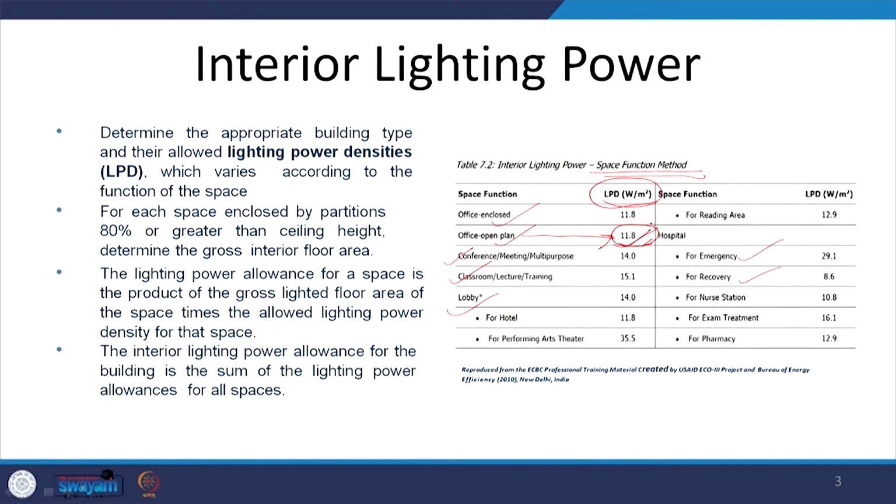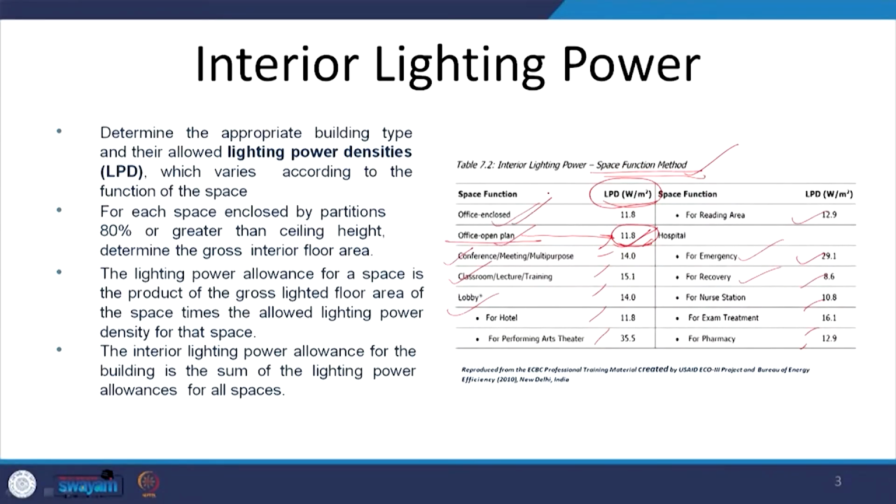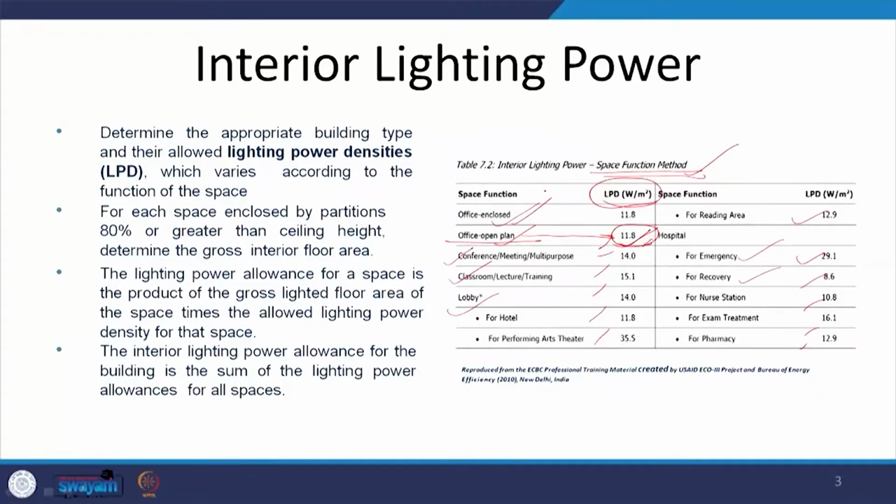So, there are two compliance approaches. One is the space function method, and in this method all areas in a building will have to meet the lighting power density requirement as prescribed for each area. There is a different LPD for circulation, a different LPD for the open plan office, a different LPD for the enclosed office, for toilets, for common areas, and we have to meet them individually. So, this is quite rigid. In the space function method, for each space in the building, the desired LPD will have to be achieved.